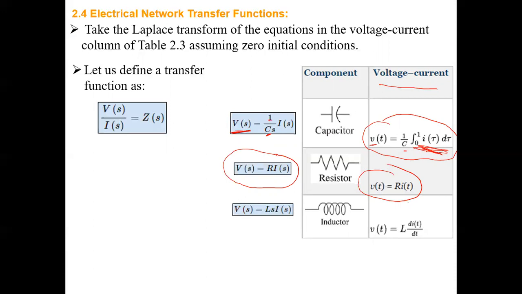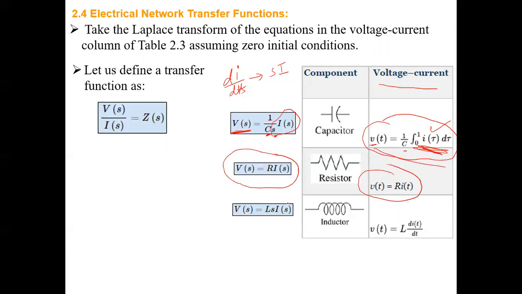Excuse me? Is it IS? I over S. Okay. The derivative is IS. You're almost there. If I had di over dt, then it would be sI or IS. But you are talking about integration here. If you have the integration, then you have to divide by s instead of multiplying by s. So I over s. Okay. So that's the Laplace transform of this whole thing here.